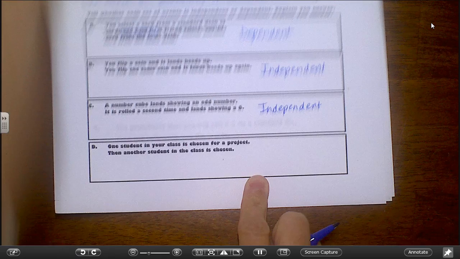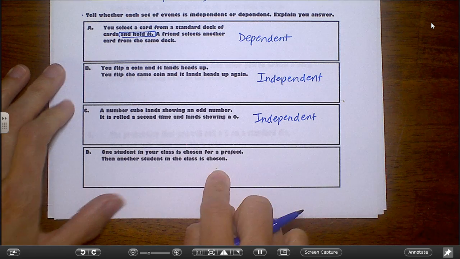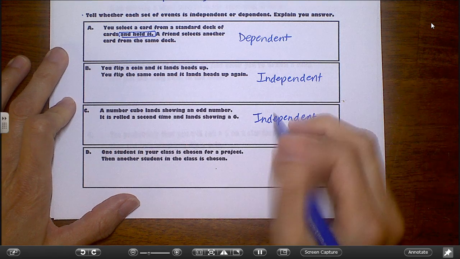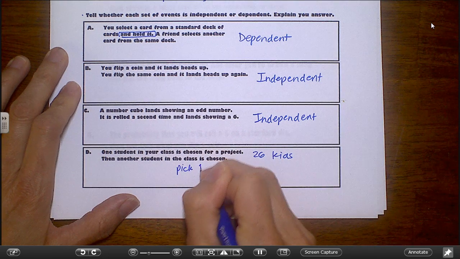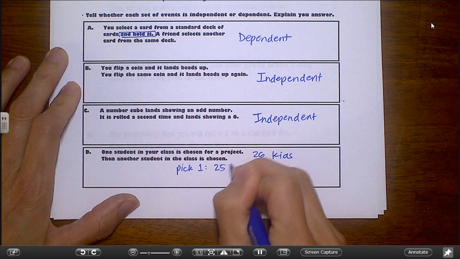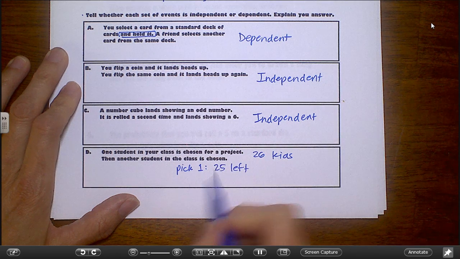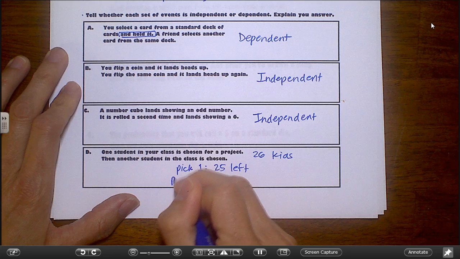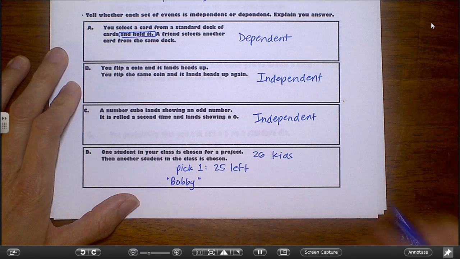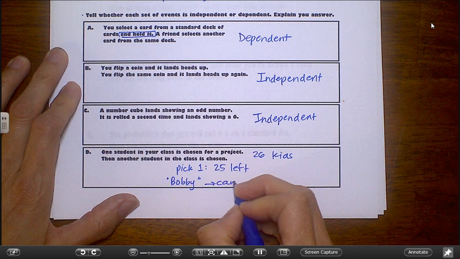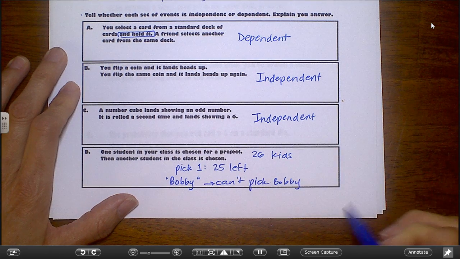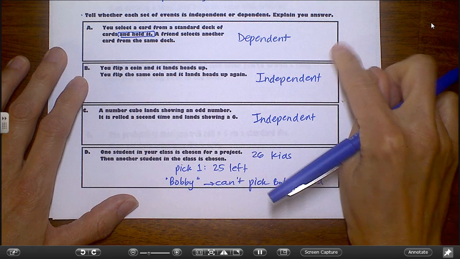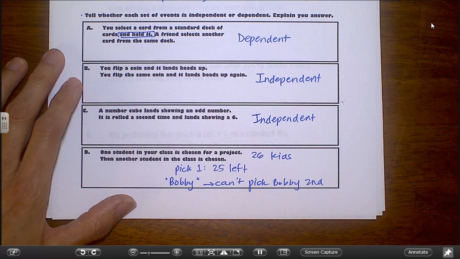One student in your class is chosen for a project. Then another student in the class is chosen. Okay, well, let's say I have 26 kids in the class, right? So if I pick one, how many do I have left? 25. Let's say I picked a kid named Bobby. Okay, he's pick 1. I can't pick Bobby the second time because I already did. So it's the same kind of thing as in part A, picking the cards and holding it. You're changing the denominator.